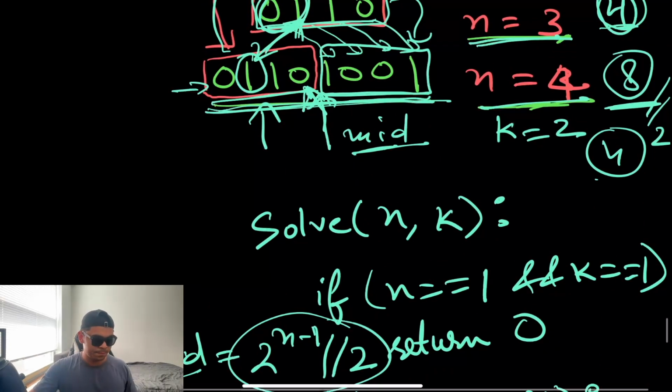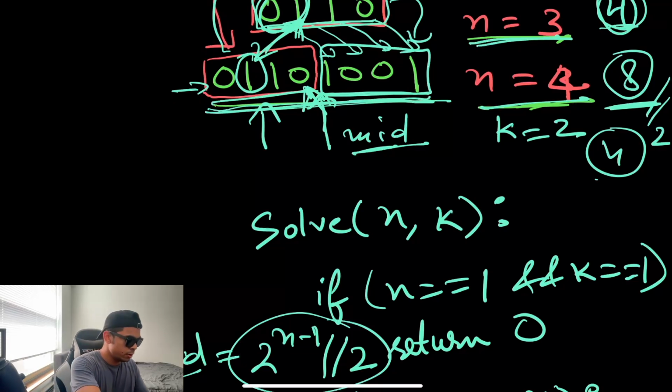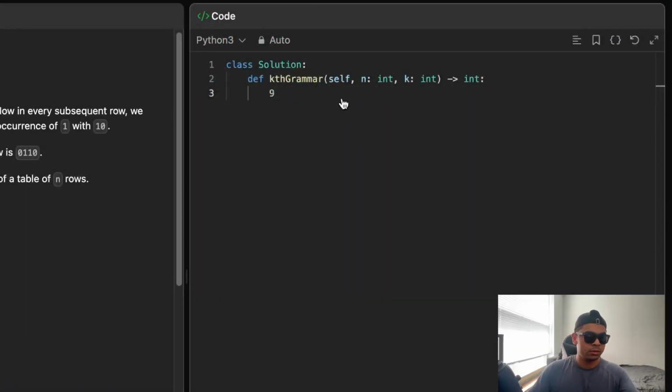Let's code our solution. It will be pretty easy. We already have the pseudocode here. Okay, I'm going to switch the view. All right, so let me actually put it on charging.